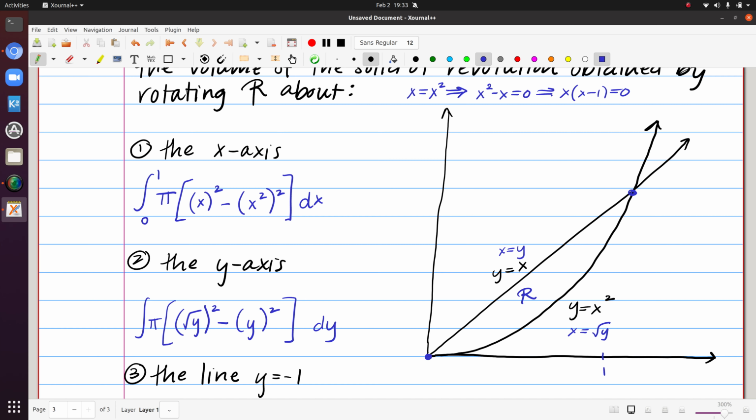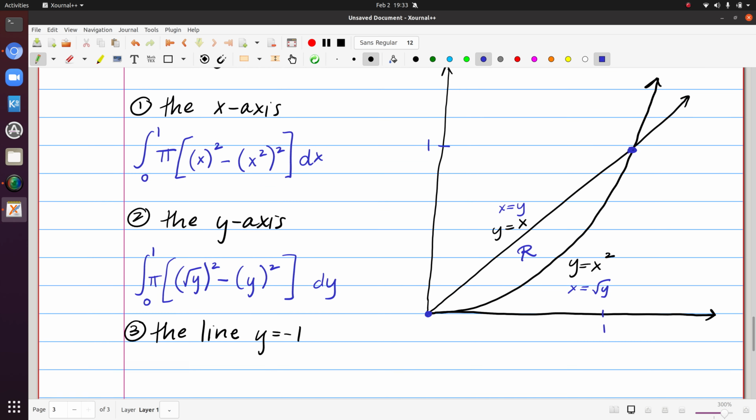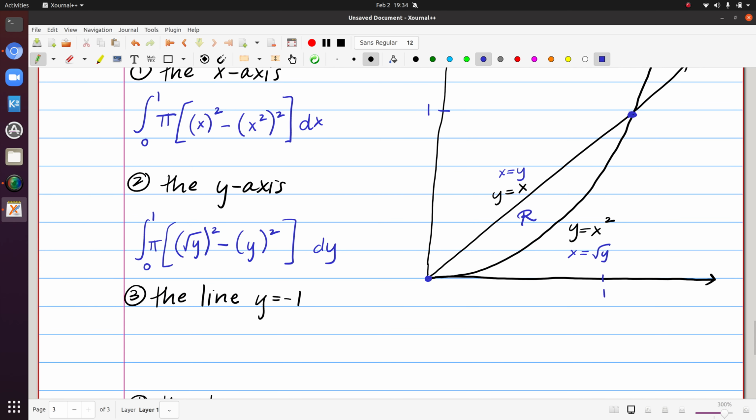Now for the bounds on y, again, we know that this is the origin, so 0 for that. But we also know that up here, this point comes from x equals 1, and both y equals x and y equals x squared tell us that y would be 1 there. So not always the case that x values and y values are the same, but in this particular example, they are.